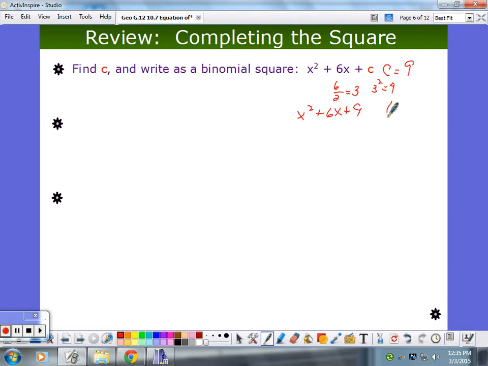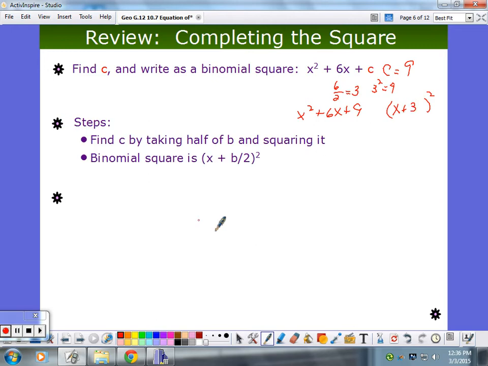Moss, how would I write that as its binomial square? X plus 3 squared. Because x plus 3 times x plus 3 gives you x squared plus 6x plus 9. Great! So I'm just writing the steps down. You find your constant c, take half of this and square it, and then your binomial square will be x plus 3, this thing here, squared.